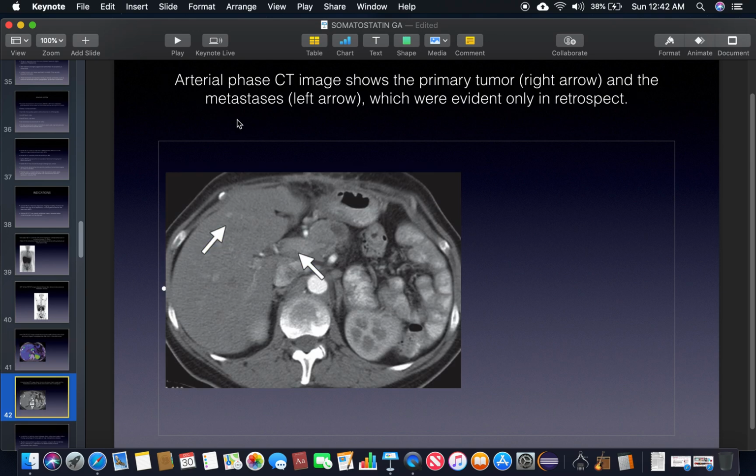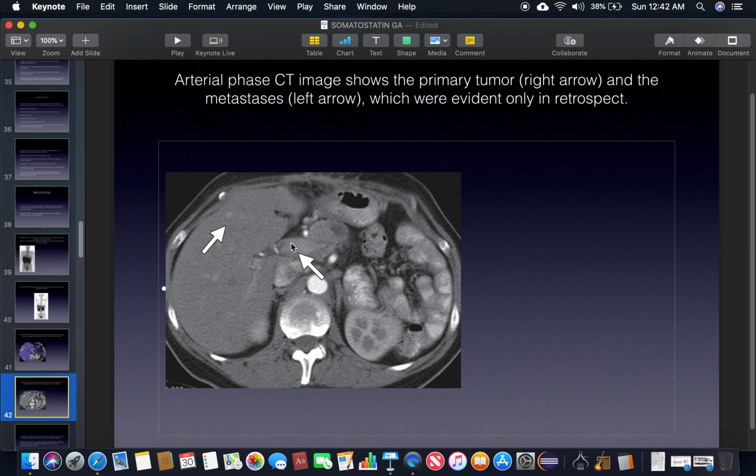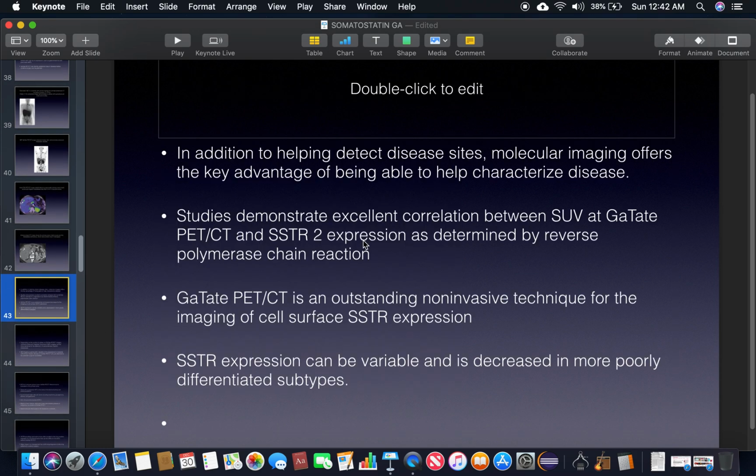Same thing when you look at the arterial CT imaging, you can only identify these lesions in retrospect. I'm comparing it to this, where you can clearly see them, whereas here they were not that easily visible and they had to be retrospectively looked at again.